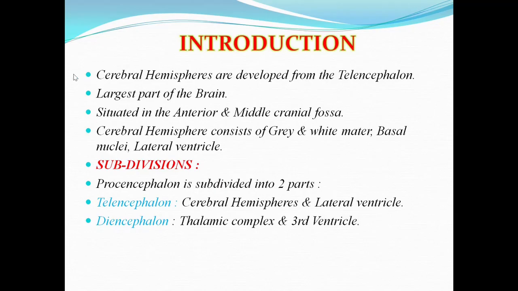The cerebral hemispheres are developed from the telencephalon, which is the largest part of the brain. When you study the osteology of the interior of the skull, we had the anterior, middle, and posterior cranial fossa. The anterior cranial fossa and middle cranial fossa will be occupied by the cerebrum, and in the posterior cranial fossa, the tentorium cerebelli differentiates the occipital lobe of the brain from the brainstem and cerebellum.